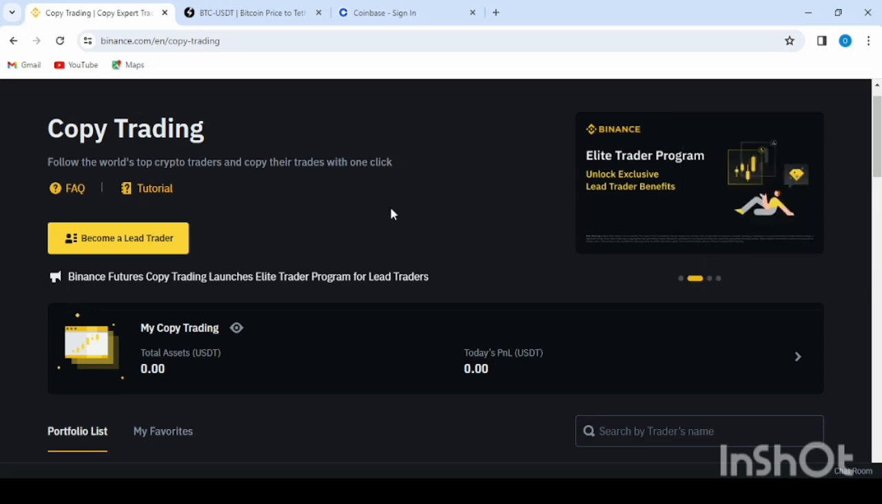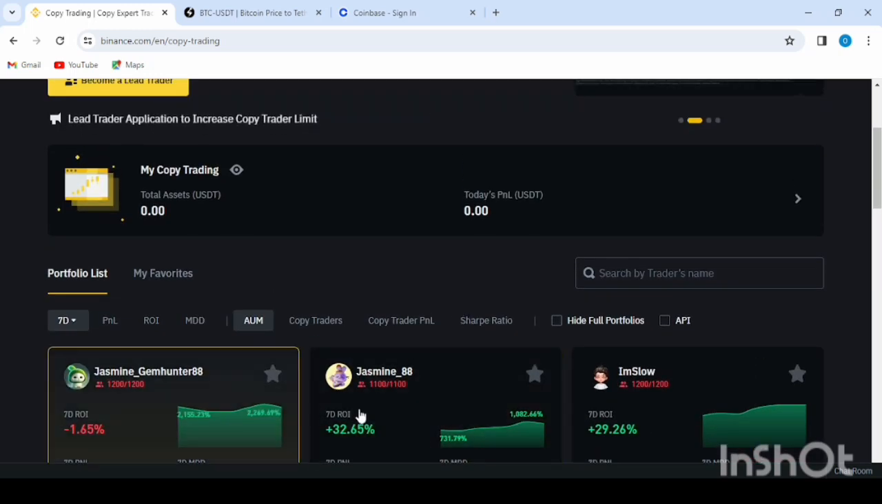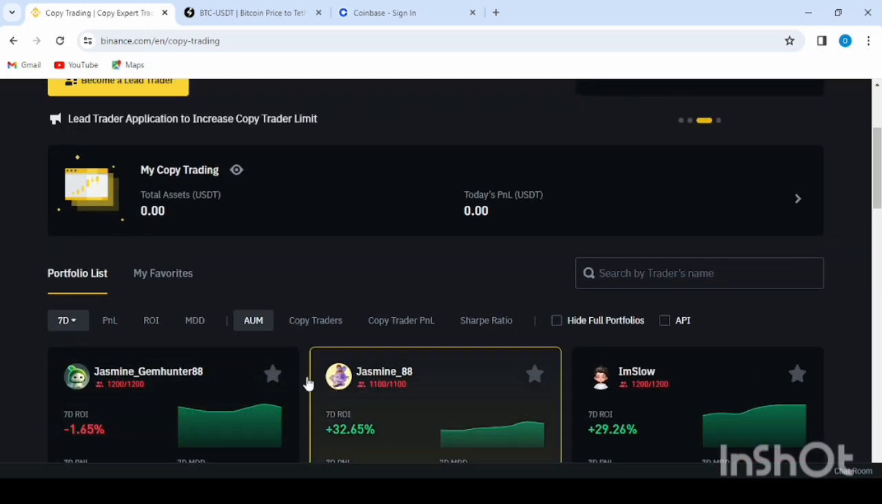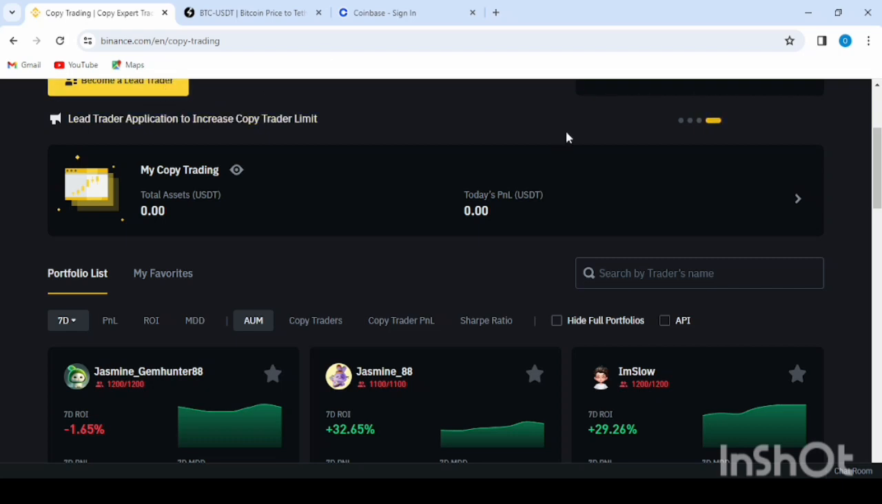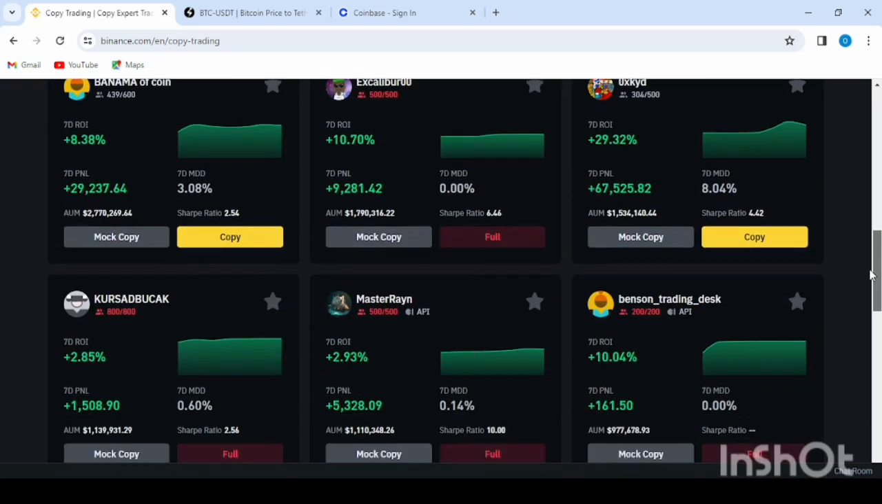This means that to become a leader, you want to be the one trading and other people will be copying you. These people are leaders. All right, so if you want to be like these people, you just click here to become a leader. Though we're not talking about how to become a leader today, so we're going to proceed on copying our trade.